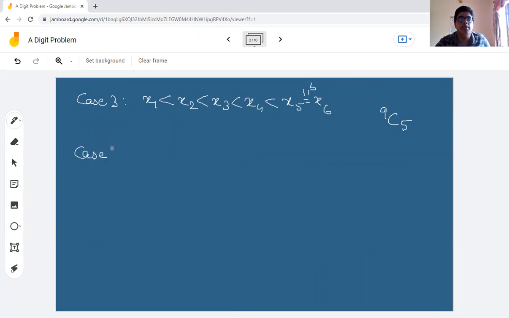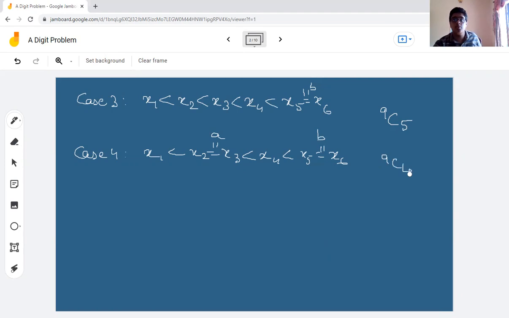Case 4 is where both of these are equal to: x1 < x2 = x3 < x4 < x5 = x6. Now if I choose the first common value to be a and the second to be b, I have 4 digits, x1, a, x4 and b, in increasing order. So I need to choose 4 from 9, and again there's only one way to arrange them in ascending order. So that makes it 9 choose 4.